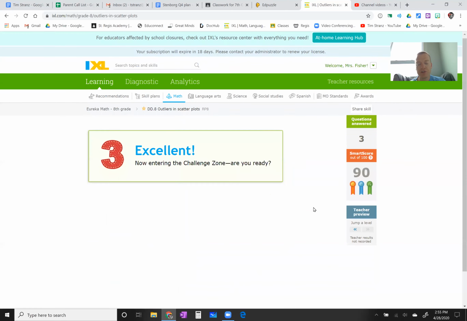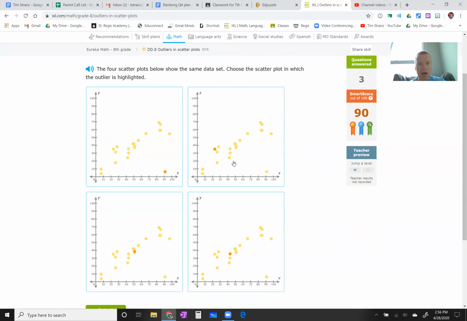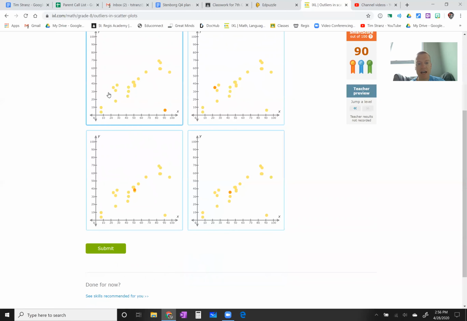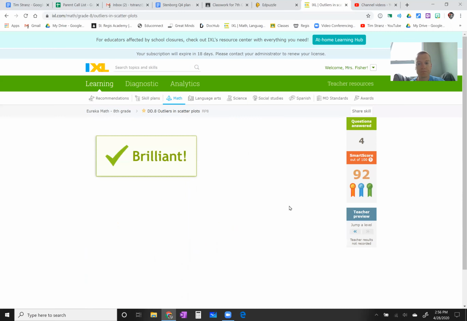Again, you should be able to finish this IXL in about 5 minutes. The 4 scatter plots show the same data. Choose the scatter plot in which the outlier is highlighted. Again, it's going to be this first one because look at this data set. It's all kind of together. The outlier is way out here, so that's going to be it. This data set, the outlier is over here, but it's not highlighted. This data is all together, this data is all together, and this data is all together. So it's going to be that one.